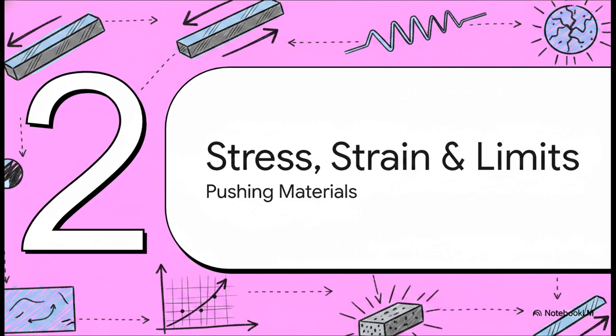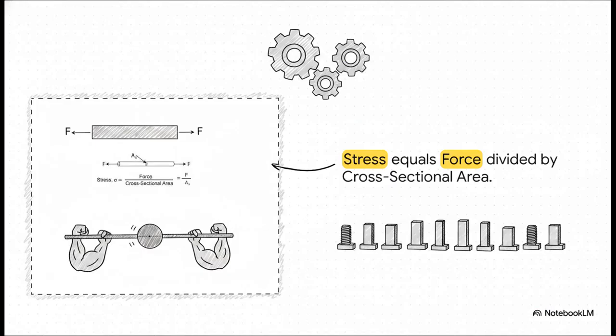Moving right along to Section 2, stress, strain, and limits. This is where we start pushing materials to see how they handle real-world physics. Let's break down the visual math of stress. Stress, which we denote with the Greek letter sigma, is simply the applied force divided by the cross-sectional area. Conceptually, you can think of stress as the internal resistance offered by a part to an externally applied force. So when you pull on a metal rod, the material fights back. That internal fight spread evenly across the area of the rod is what we call stress.